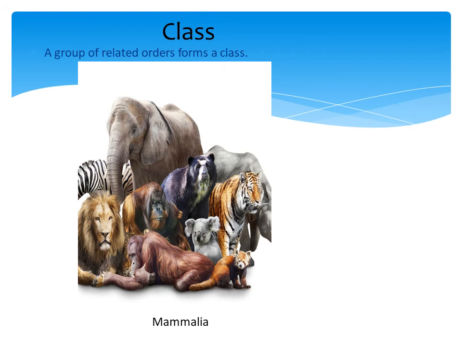The next higher category is that of a class. When related orders come together, they form a class. When meat eaters and plant eaters that are related to each other, that is, they have hair on their body, they have external ears, they have mammary glands to nourish the young ones, they all come together to form a class called Mammalia.